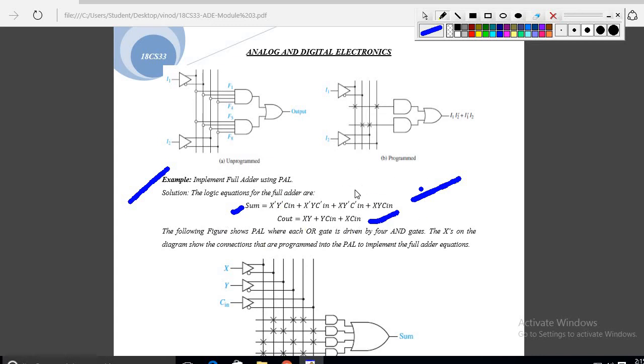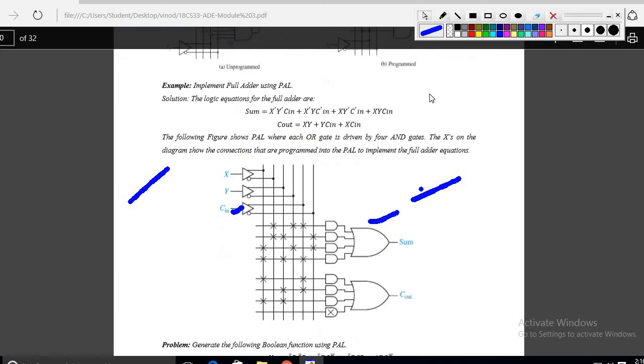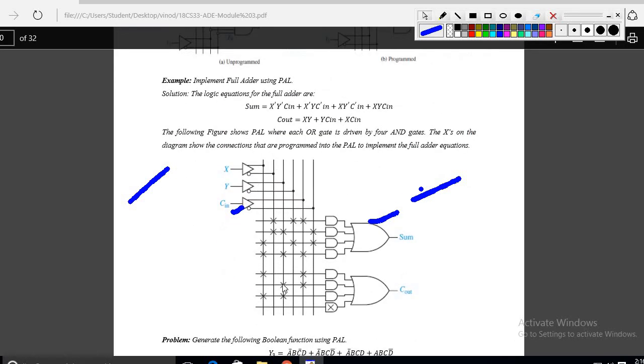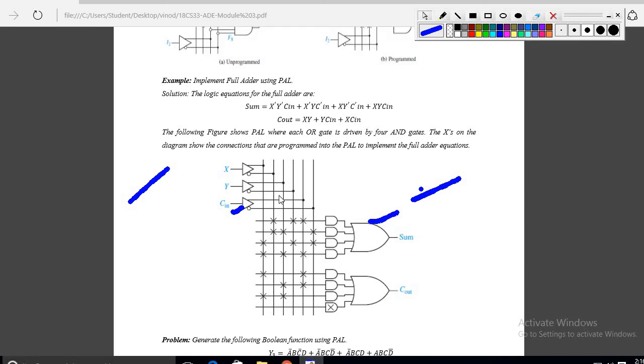Okay, these are the two expressions. We have to remember these. Implement the full adder using PAL. First, according to this, you have to write what the inputs are: X, Y and Cin. So you have to write the non-inverted as well as the inverted lines. So here I am building the X bar, Y bar lines. This is the X line, this is the X bar line, this is Y and Y bar, and Cin and Cin bar lines.